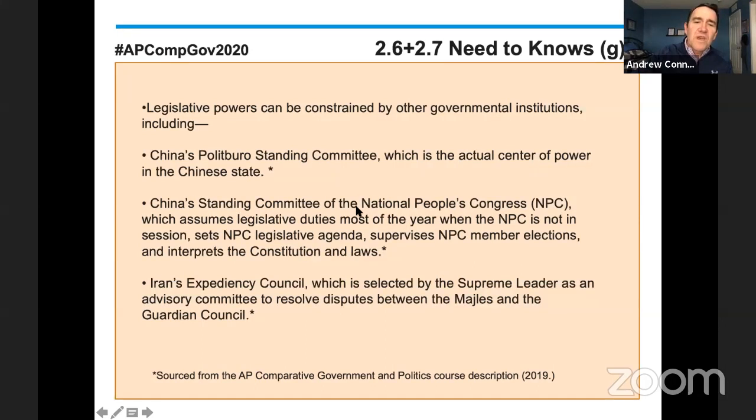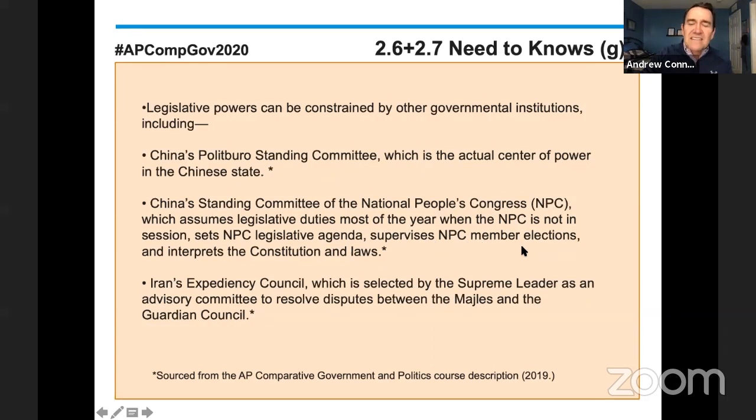We know that when the National People's Congress is not in session, which is most of the year, they only meet 2 weeks out of the year, it's actually the Standing Committee of the NPC, of the National People's Congress, that actually is doing the legislative duties of China's legislature. So that's for 50 weeks of the year, the Standing Committee of the legislature is passing those policies.